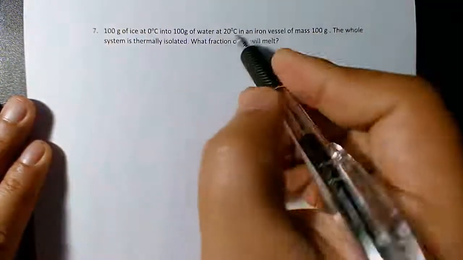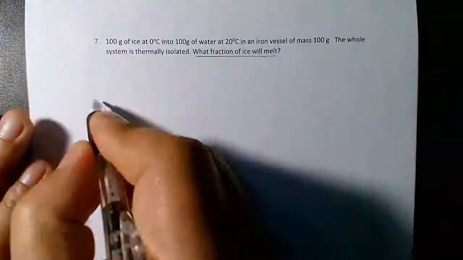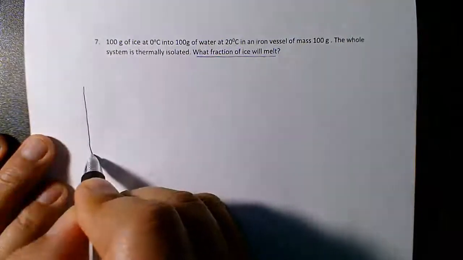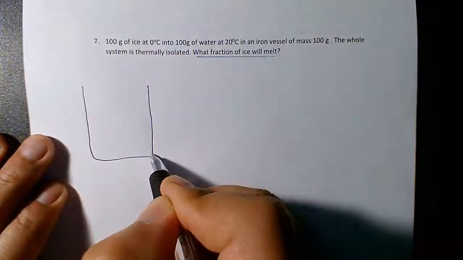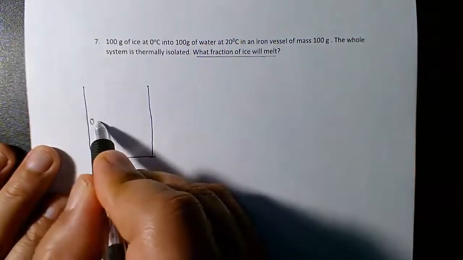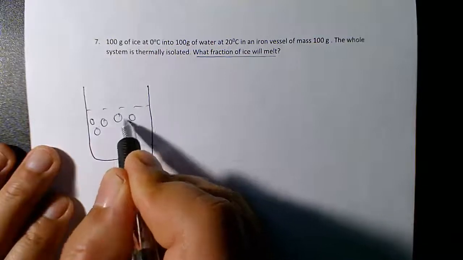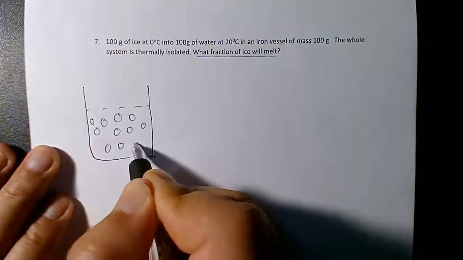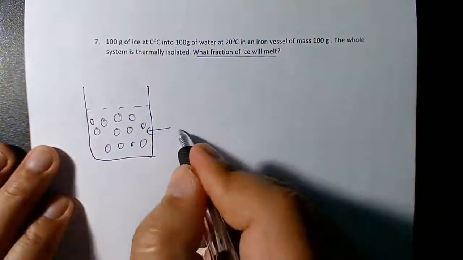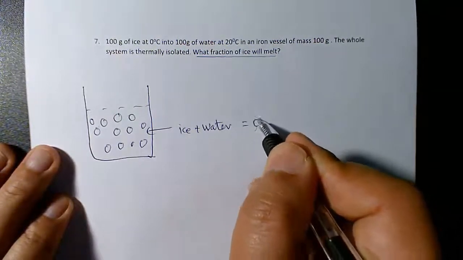So here's the important part. Whenever you see what fraction of ice melts, only a fraction or percentage of ice will be melted here. Whenever you see a problem like that, right away you have to understand that since only a fraction of ice will melt, some ice will still be left. The temperature of ice plus water at equilibrium will always be 0 degrees Celsius.